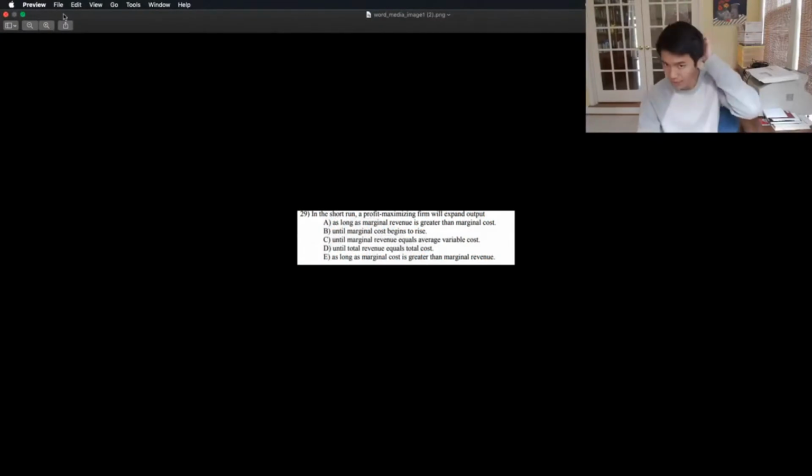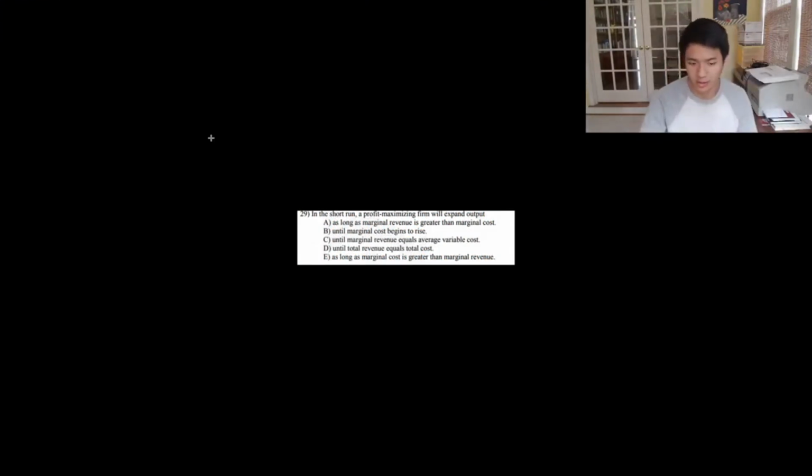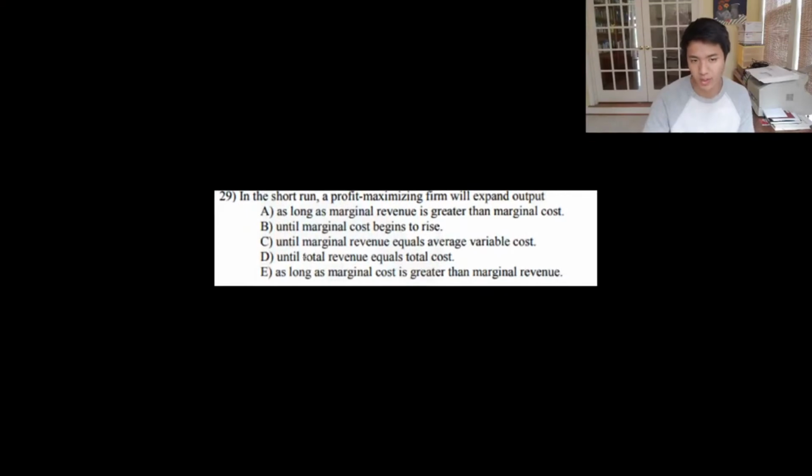In the short run, a profit-maximizing firm will expand output as long as: A, marginal revenue is greater than marginal cost; B, until marginal cost begins to rise; C, until marginal revenue equals average variable cost; D, until total revenue equals total cost; E, as long as marginal cost is greater than marginal revenue.